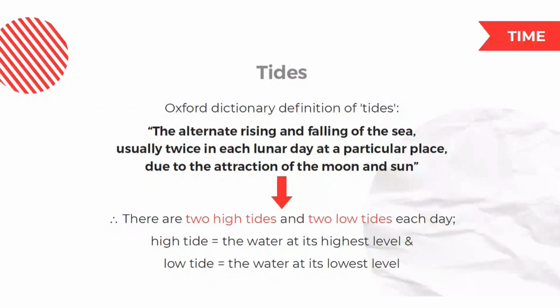Now the reason I've included that is because it highlights the typical features that you'll find in tide timetables. So rising and falling means we're going to have heights. Twice in each lunar day. Lunar is moon, and it's because there's an attraction of the moon and the sun, so you'll find moon and sun information. So to simplify it for learners, they need to know that they'll usually have 2 high tides, 2 low tides each day. High tide means when the water is at its highest, low tide when the water is at its lowest.